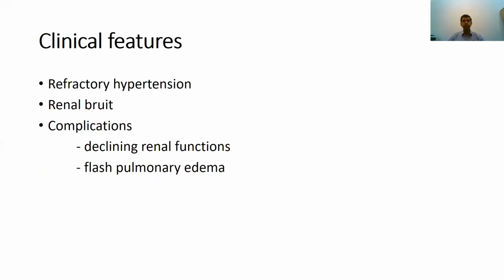So clinically, how do these patients with renal artery stenosis present? These patients will have refractory hypertension. On examination, if you auscultate for renal bruit, you can hear a renal bruit. And you might have other complications like rapidly declining renal functions, or these patients will say that they've had repeated episodes of flash pulmonary edema. Those are the common presentations of renal artery stenosis.